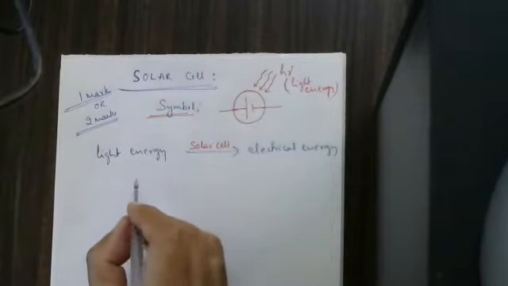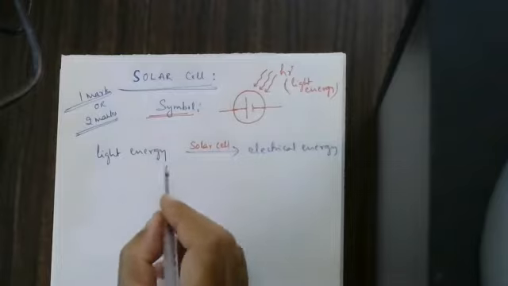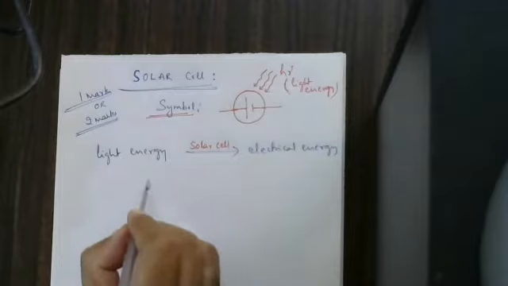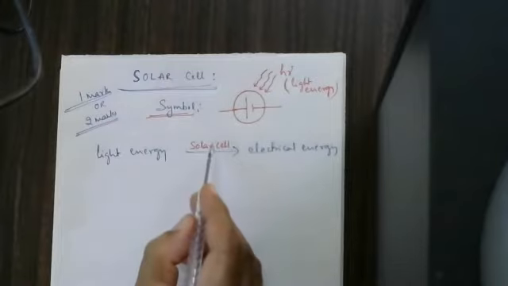For example, if I am paying 1,000 rupees every month as an electricity bill to the KEB, if you want to avoid that electricity bill of 1,000 rupees, we have to go for the solar cell.